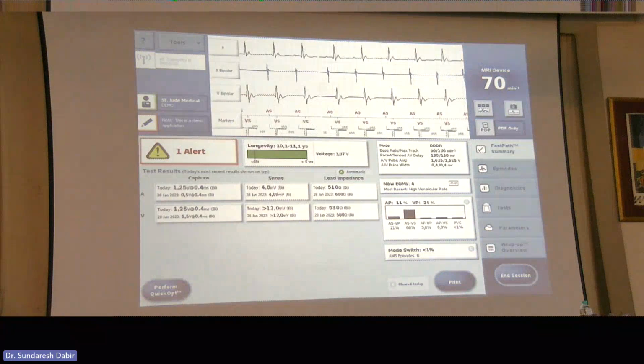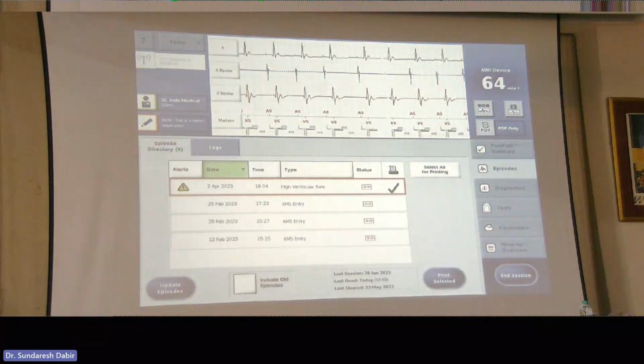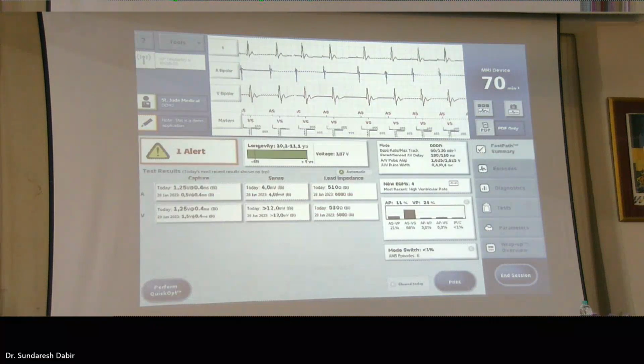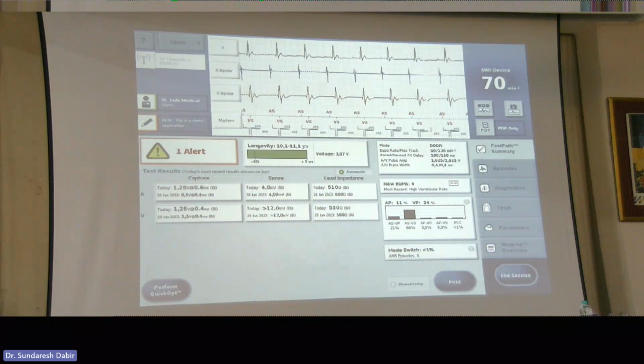Some other questions which are asked of you: which is the most physiological pacemaker? Some questions asked in practicals are these. AAI, because it will be like a normal sinus rhythm. The sinus beat gives it, your atrium gives it, the atrial lead gives it. Short of that, DDDR.